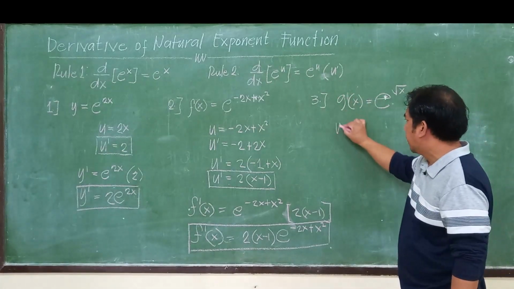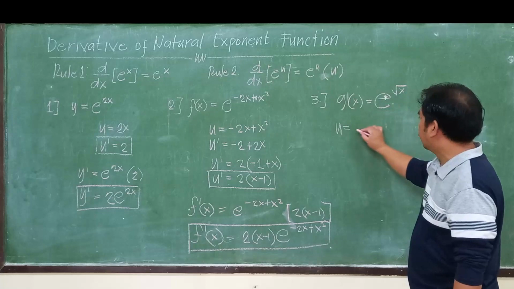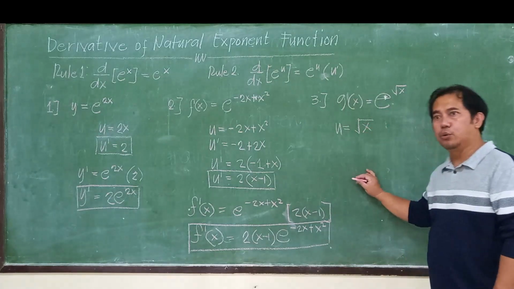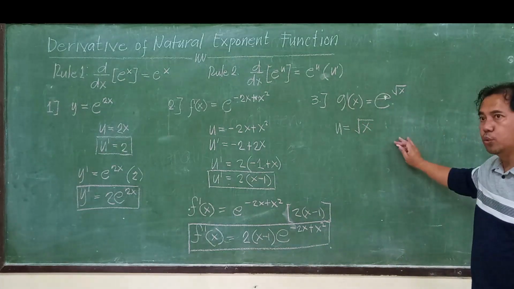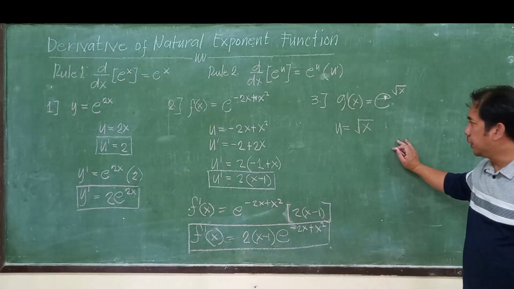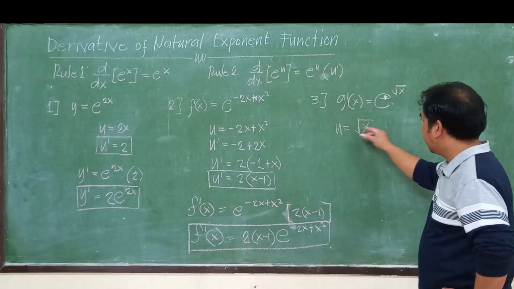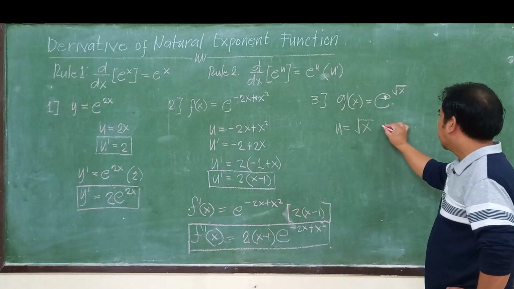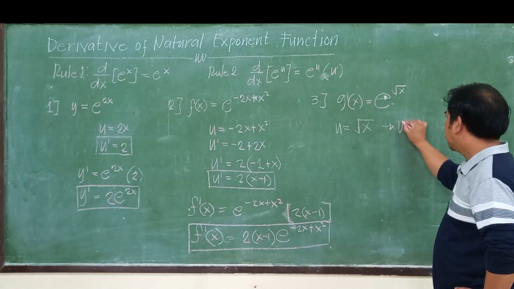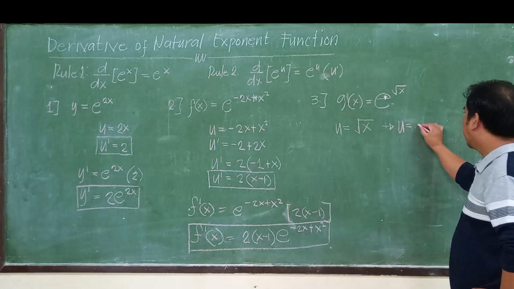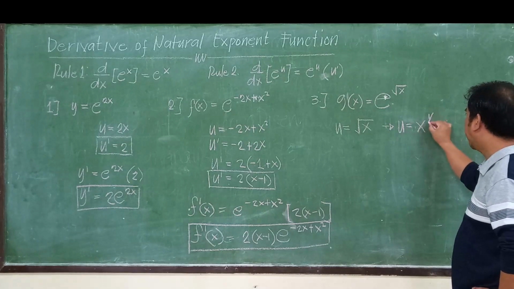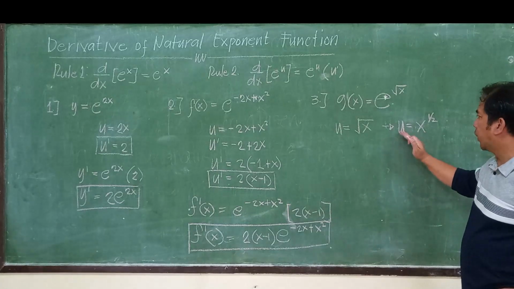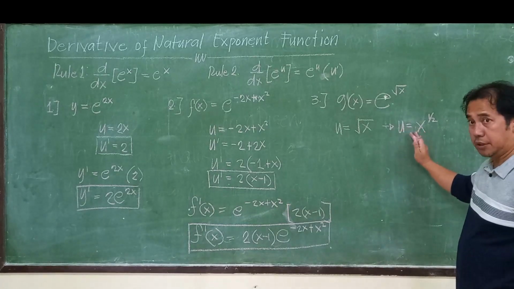Now notice that our u is equal to the square root of x. So how do we get the derivative of the u? Of course, we have to convert this one into its exponential form. So what is that in its exponential form? U is the same as x raised to 1/2. Okay? Now, having said that one, that's the time we're going to extract now the derivative.